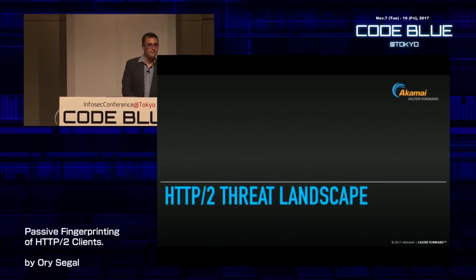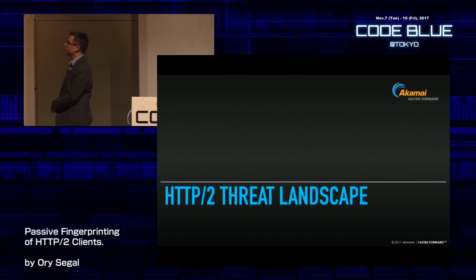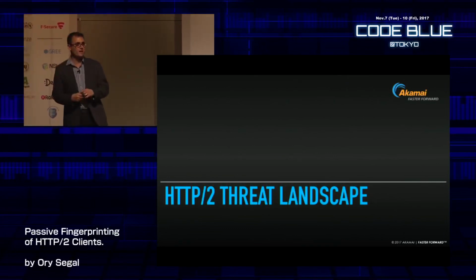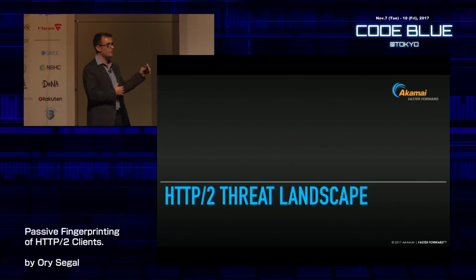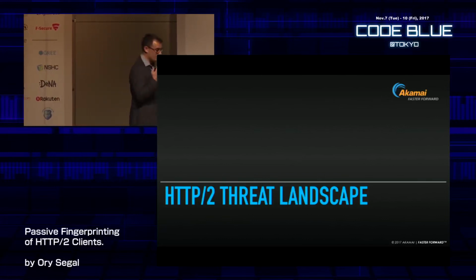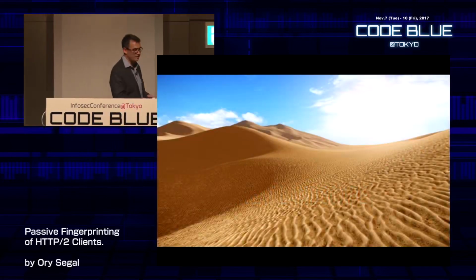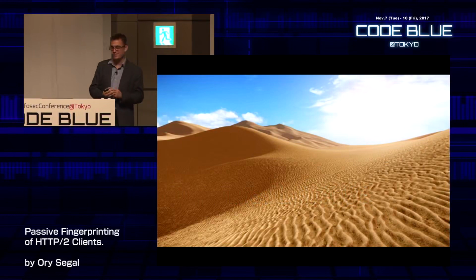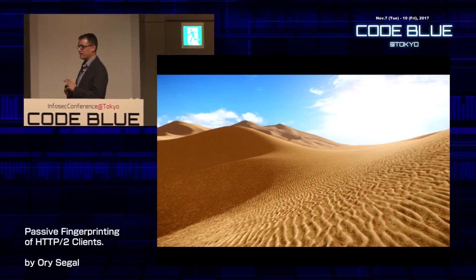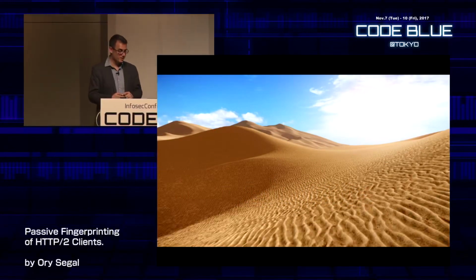So, let's take a break from the fingerprinting and talk a little bit about the HTTP2 threat landscape. What kind of attacks is Akamai seeing from those trillions of HTTP requests that I mentioned earlier? And the answer is nothing. No attacks whatsoever. And we're going to spend a moment talking about why that is the case now.